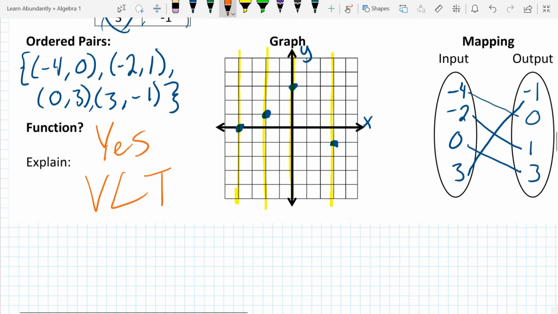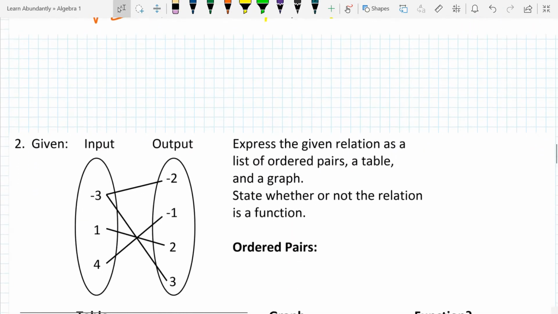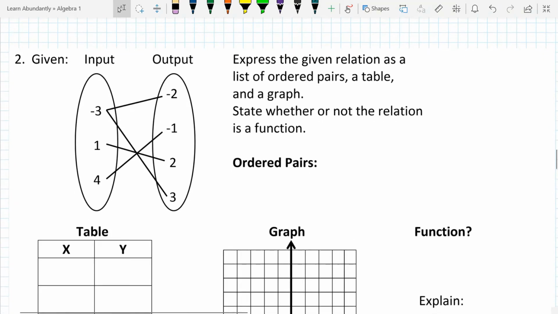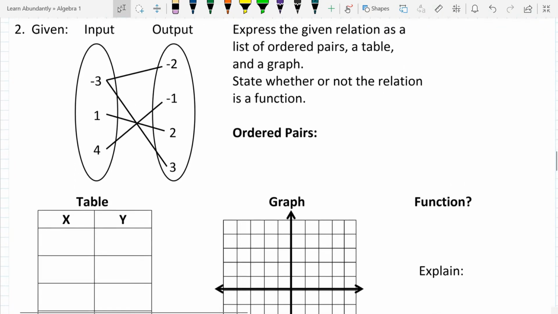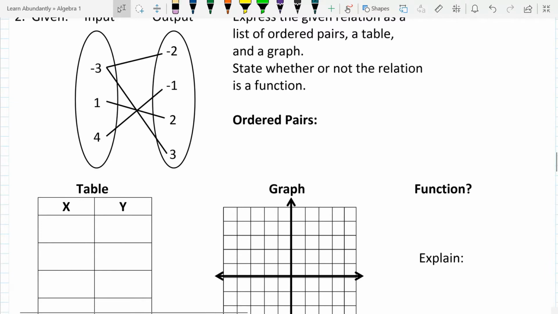Let's try another example. This time it gives me the mapping, and I have to do the table, the graph, and determine whether it's a function. If you want to, you can go ahead and try it out.